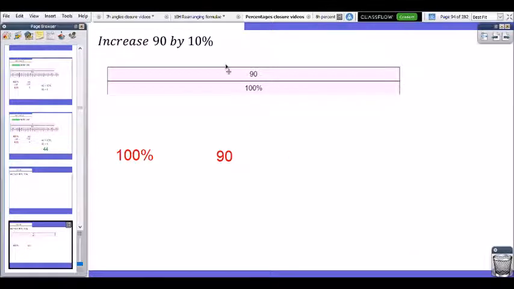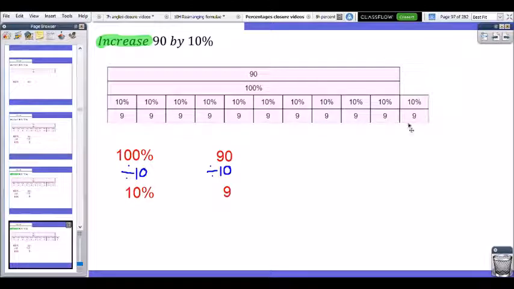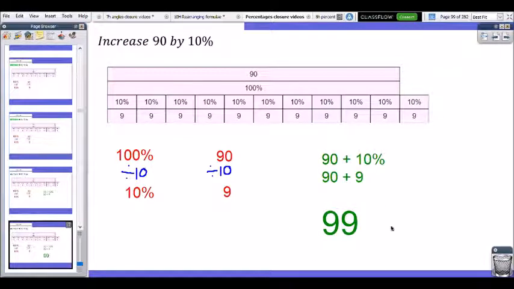Okay, so let's begin by visualizing the problem. 90 is my original amount, so I'm calling it 100%. I'm going to find 10% to start off with, and to find 10%, I divide that quantity by 10. 10% of 90 is 9. Increase means make it larger by that amount, so I'm taking my 90 and I'm adding on the extra 9, so adding on that 10%, and 90 plus 9 gives me 99. 99 is my final answer.